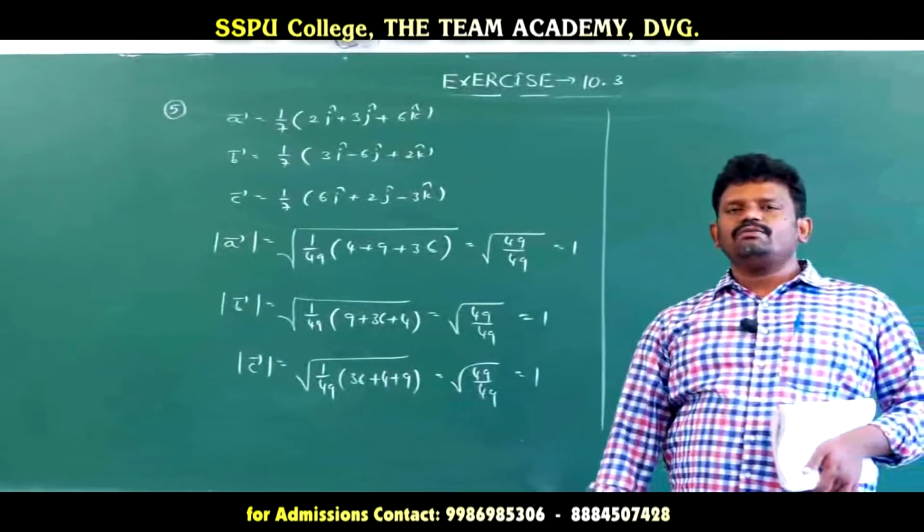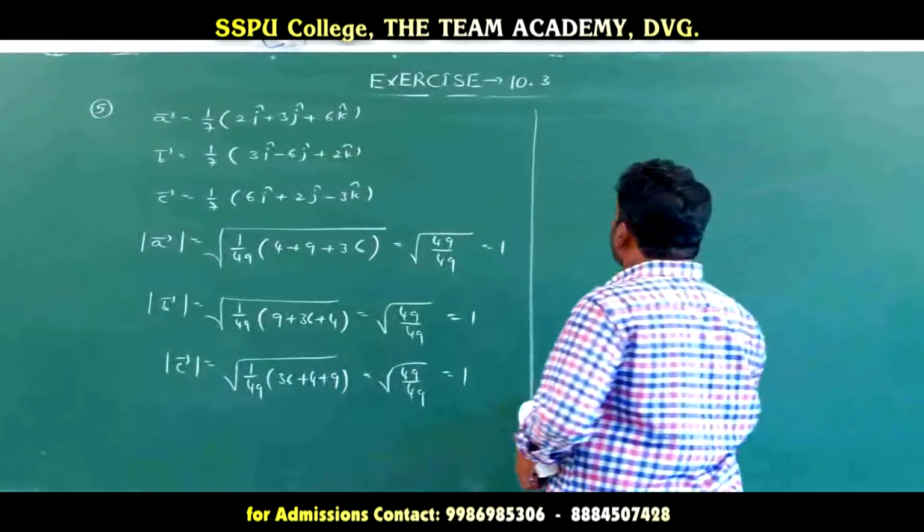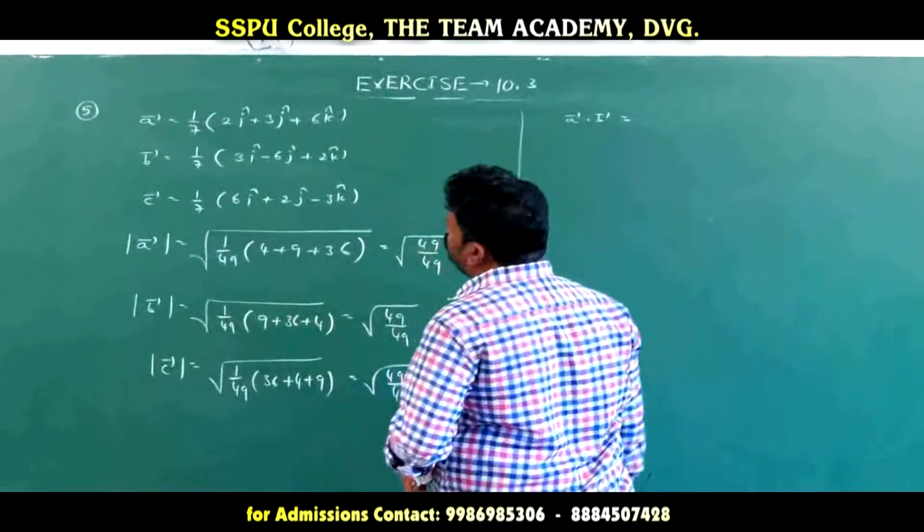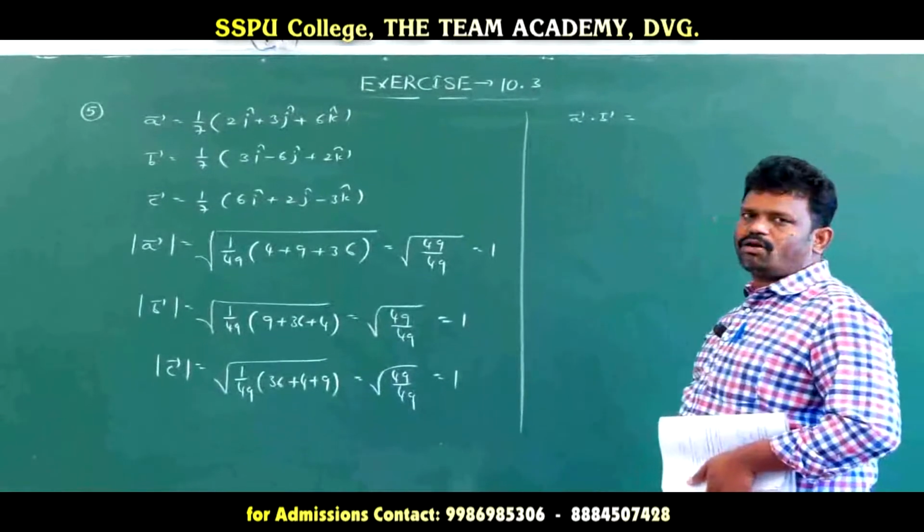Mutually perpendicular means the dot product between any two is zero. So see here, a bar dot b bar is equal to 1 by 7 there, the constant lambda.